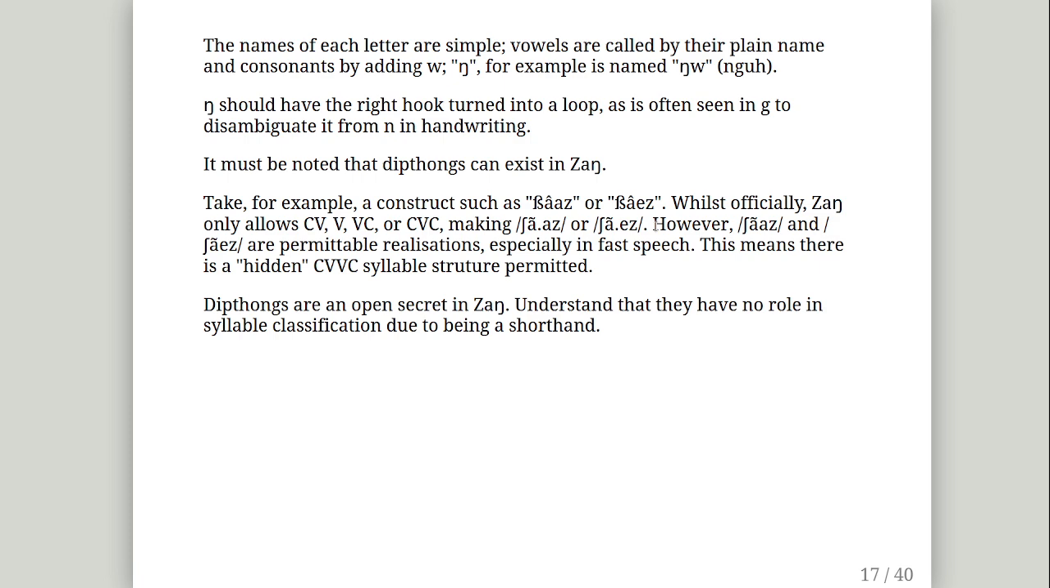Now, Zang only allows CV, V, VC, or CVC syllables. So you won't be able to keep them together, but sha'az and sha'ez are permissible realizations, especially in fast speech. This means that there is a hidden CVVC syllable structure permitted. Don't bend the rules, it's just there because speakers exist.